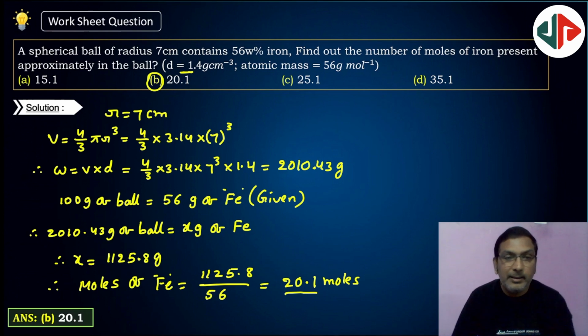So first the calculation of volume, after that weight, total weight of ball 2010.43. 100 grams of ball contains 56 grams of iron, that is given. So from this, 2010.43 grams of ball contains 1125.8 grams of iron. From this we get moles. Moles of iron means weight by atomic weight: 20.1 moles of iron. Next.